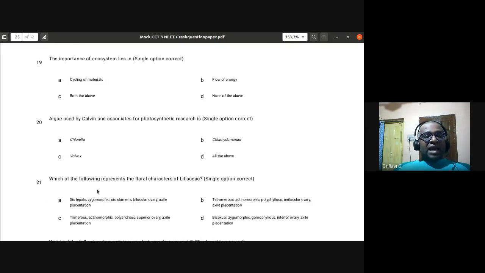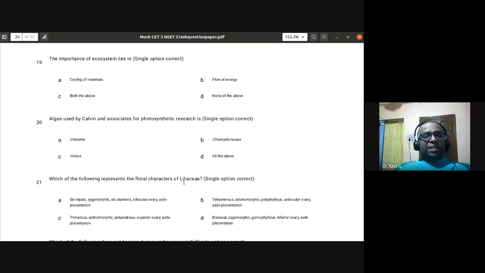Algae used by Calvin and associates for photosynthetic research is, so which is the algae that has been used? Chlorella, Chlamydomonas, Volvox, all the above. Chlorella is the answer. Chlorella is the algae used by Calvin and associates for photosynthetic research.